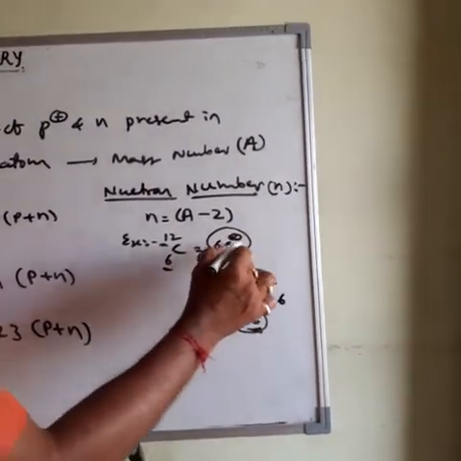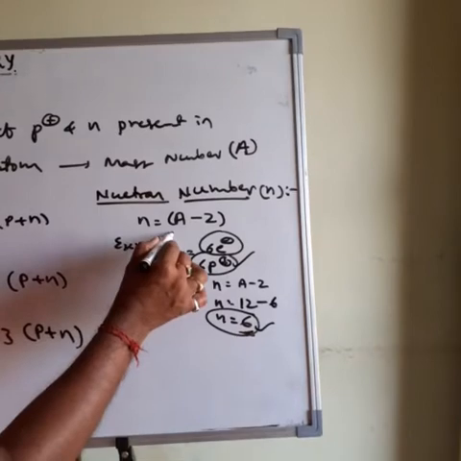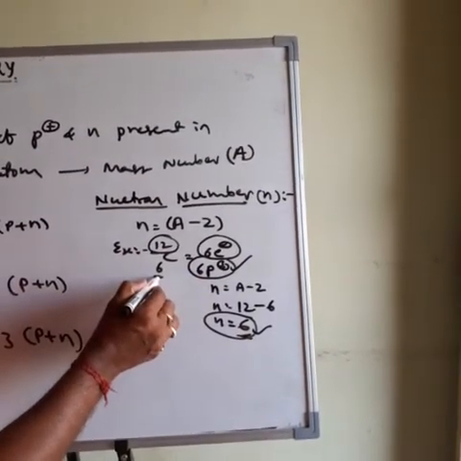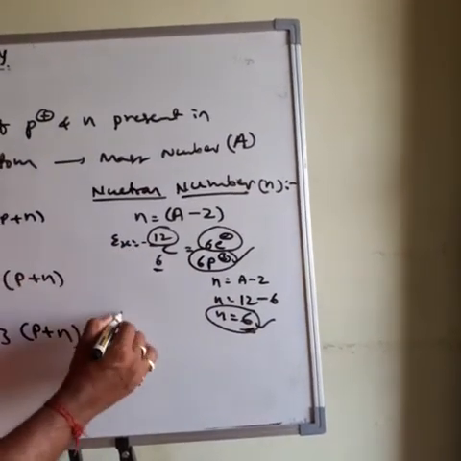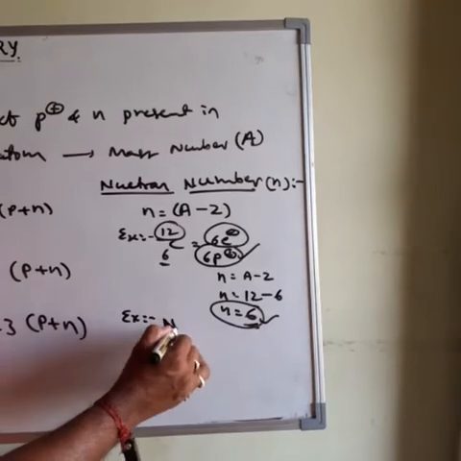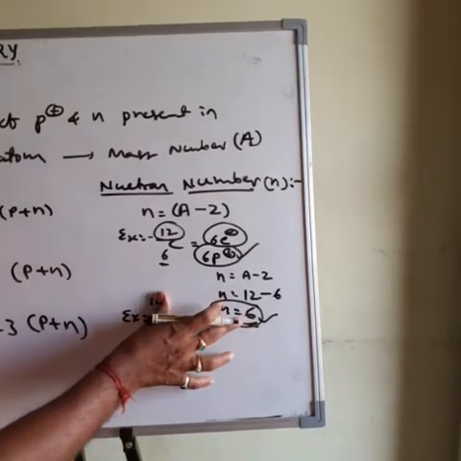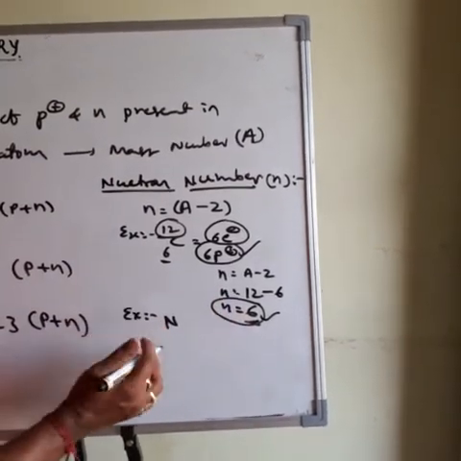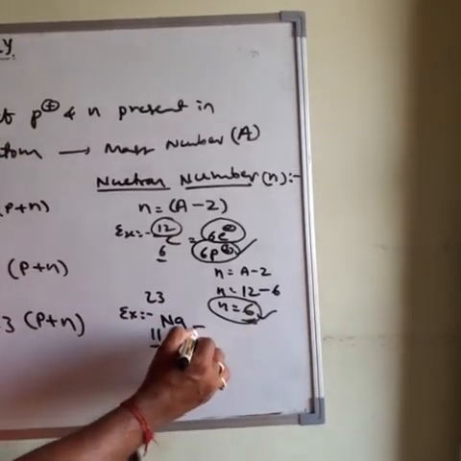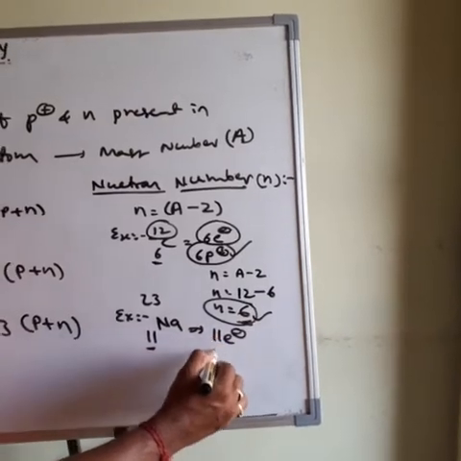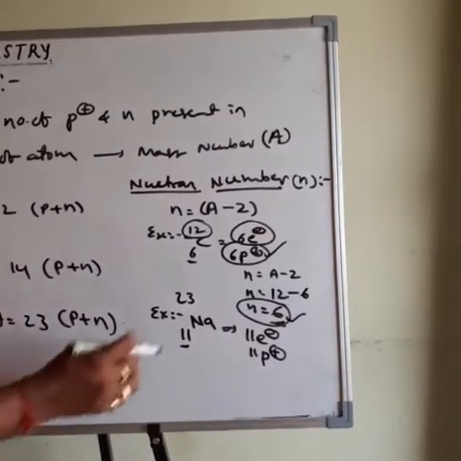Then the mass number means proton number plus neutron number, P plus N, that is 6 plus 6, 12. Mass number 12, and atomic number 6 means it contains 6 electrons or 6 protons. So this is one example. In the second example, take nitrogen 14, or take sodium 11, 23. Here 11 is the atomic number, so it contains 11 electrons or 11 protons. The proton number and electron number are equal to the atomic number. Okay, then how do we find the neutron number?